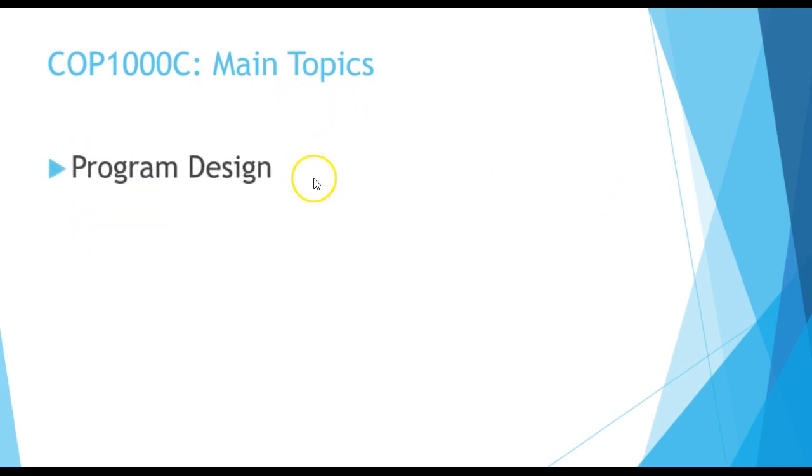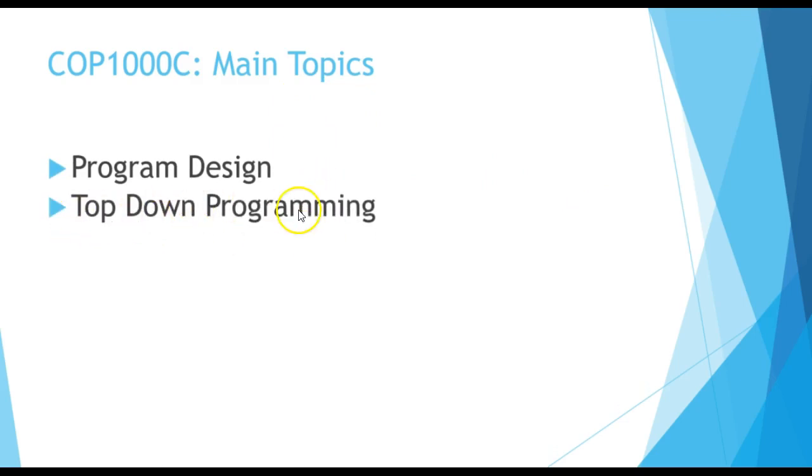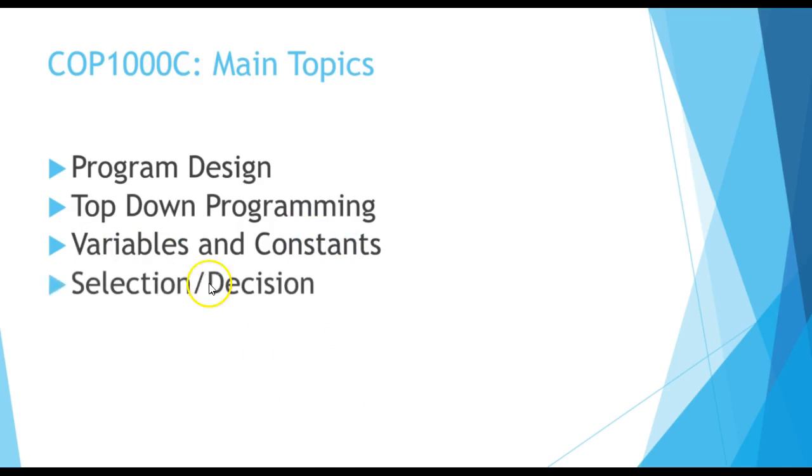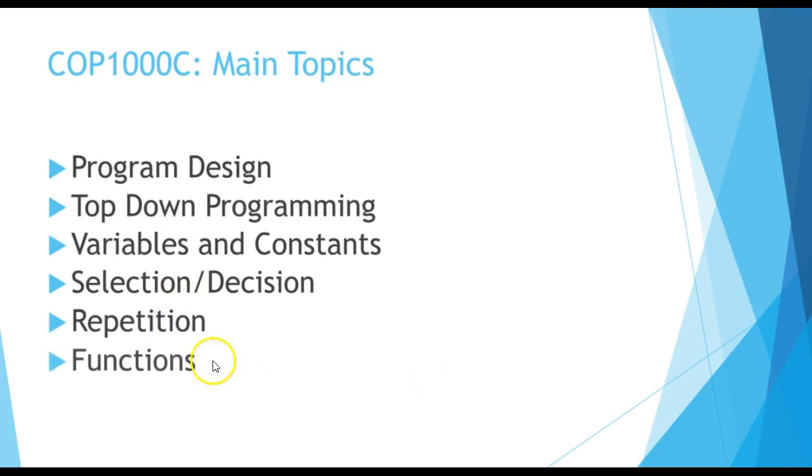In this course we're going to teach good programming design. We're going to teach something called top-down programming. We're going to learn or cover variables and constants. The next major topic will be something called selection and decision, followed by repetition, followed by functions or arrays. Some instructors like to flip these two and do arrays before functions. Either way, these are the main topics for this course.